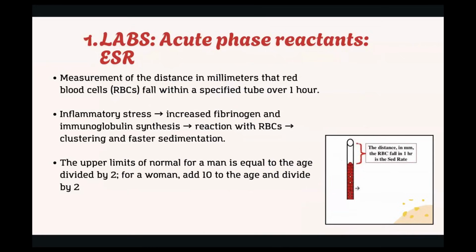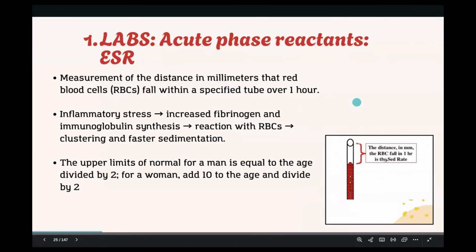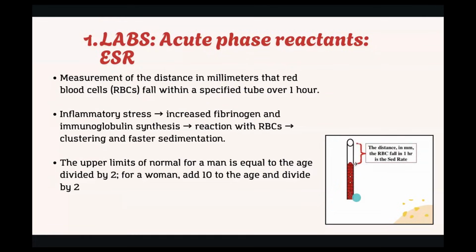1 hour. Okay, so I put blood in a tube over here, and you're going to notice that the red blood cells are going to fall, or sediment, right? So this distance over here is the ESR. And how does this work? Because in inflammatory stress, we have increased fibrinogen, which is an acute phase reactant. We talked about that. Increased fibrinogen and proteins. Those proteins are going to react with the RBCs, causing increased weight. So they're going to cause the RBCs to sediment faster.